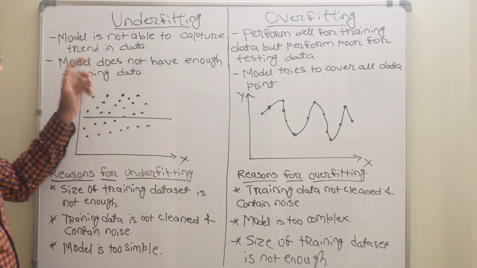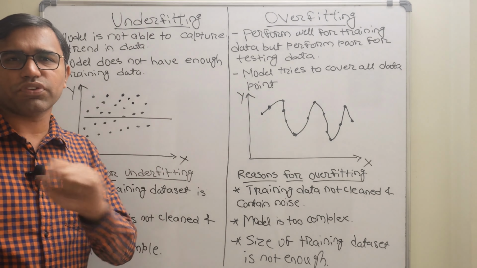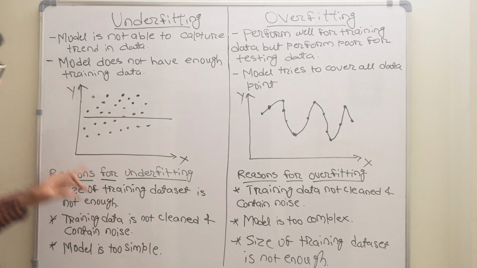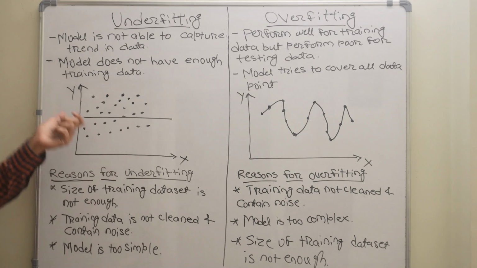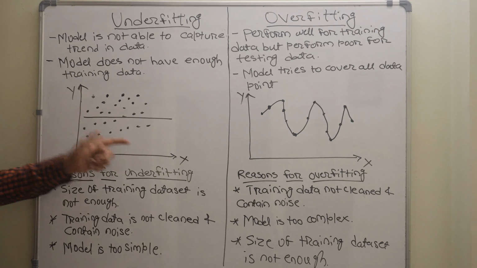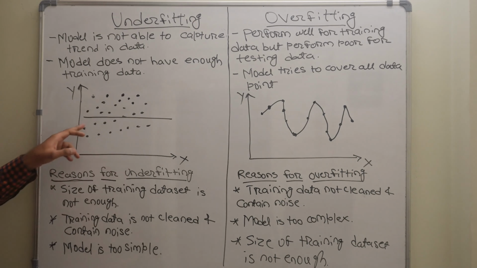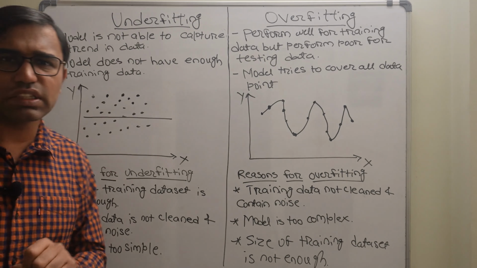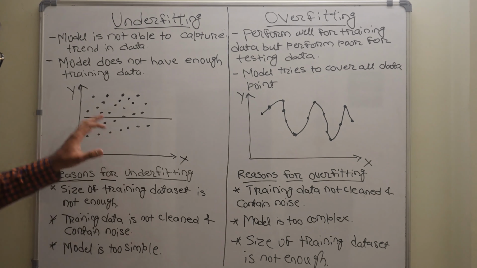So what is underfitting? When the model is not able to capture the trends in the data, the problem is called underfitting. If you look at the diagram here, y is the dependent variable and x is the independent variable, and you will see a straight line, meaning it is not able to capture the trends in the data. This type of problem is called underfitting.